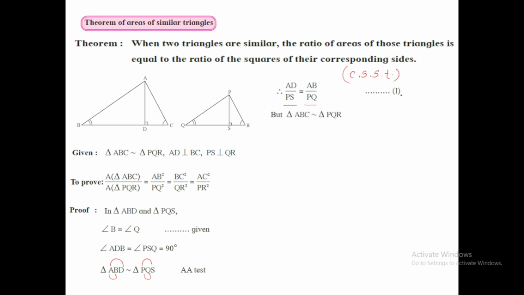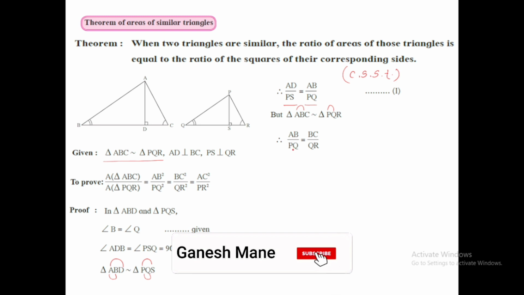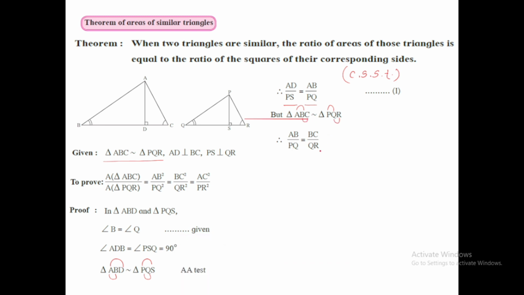Now it is given that triangle ABC is similar to triangle PQR. So if these two triangles are similar, then their corresponding sides must also be in proportion. If we take side AB, its corresponding side would be PQ. So AB divided by PQ is equal to BC divided by QR. Again, the reason is the same here: corresponding sides of similar triangles. We'll call this equation number 2.